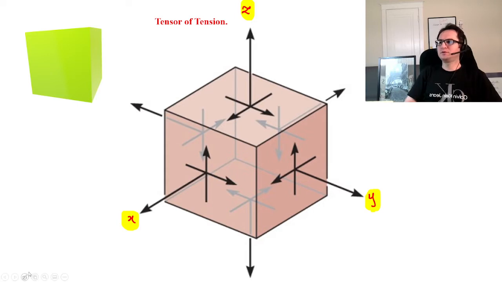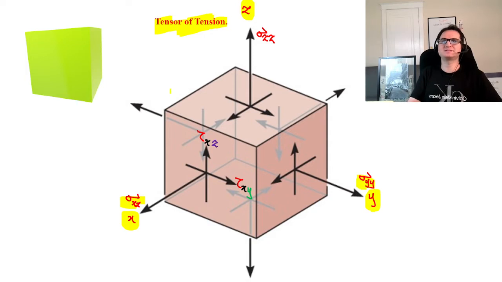If you consider a cube like this and just consider a tensor of tension, we do have sigma xx in the x direction, sigma yy in the y direction, and sigma zz in the z direction. So they are the three normal stresses.